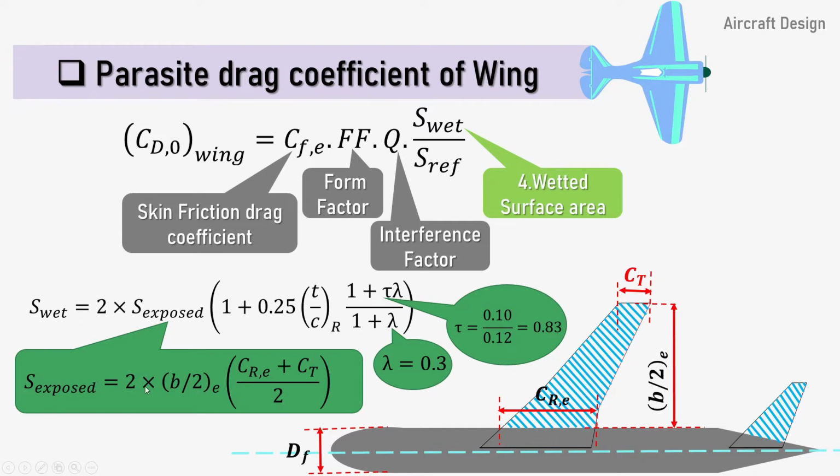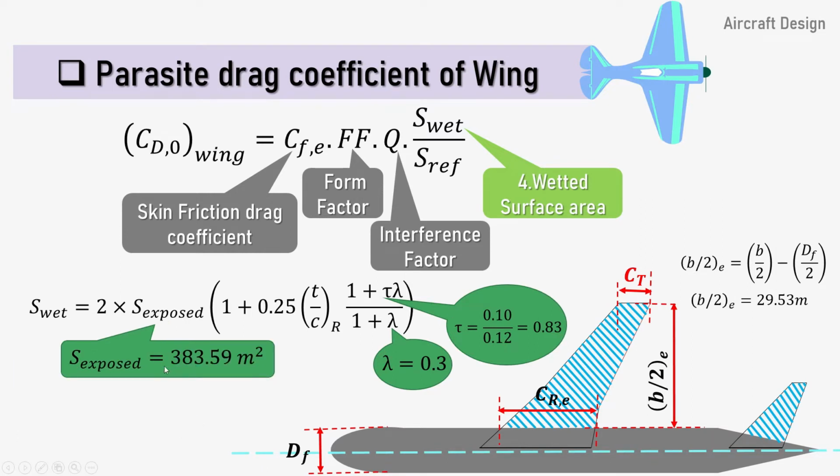Why times 2? Because we have wings on both the right and the left hand side, that's why times 2. Here b/2 is the semi-wingspan exposed. The exposed semi-wingspan equals b/2 minus d_f/2. Substituting the known values, b/2 is around 29.53, and substituting back in the exposed area, we get around 383.59 square meters. Substituting back into the main swept formula, we get around 789.293 square meters.